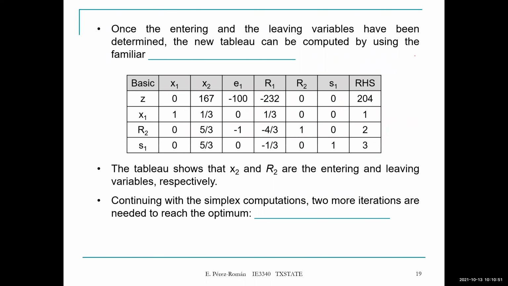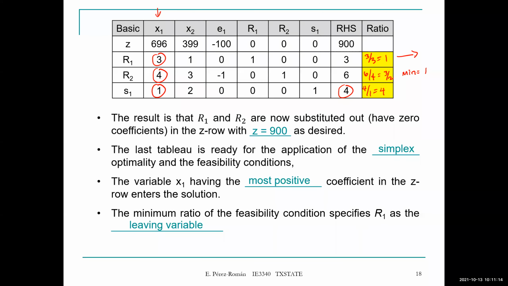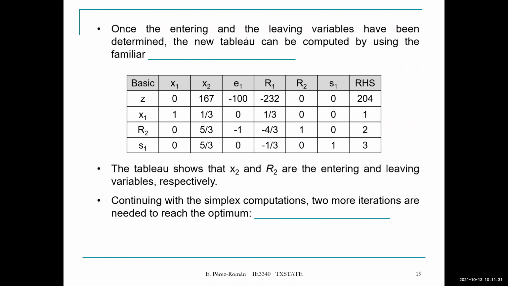Once the entering and the leaving variables have been determined, the new tableau can be computed by using the familiar Gauss-Jordan operation. So after performing the Gauss-Jordan operation, this is the new tableau. I'm not showing those steps because at this point you should be familiar with how to perform those operations. Basically, R1 is leaving, so this column, since x1 is entering, has to look like this one. And we're going to perform the Gauss-Jordan operations, and that's the result.